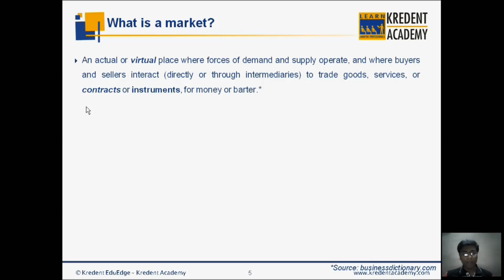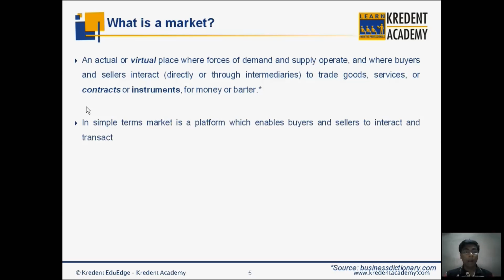Okay, but the key thing about any market is that there is a buyer, there is a seller, and the forces of demand and supply operate in that market. So in simple terms, a market is a platform which enables buyers and sellers to interact and transact. It could be direct; they might interact with themselves directly. For example, when you go to a website like olx.com and quicker.com, it's a marketplace which is in a way direct because you're directly trying to contact the buyer or the seller.